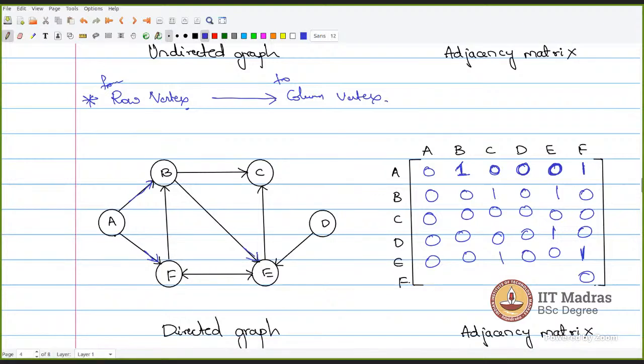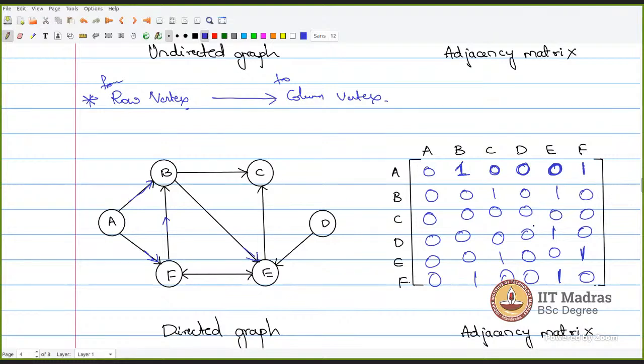From F to A? No. From F to B? Yes. From F to C? No. From F to D? No. From F to E? Yes. Correct. Now this is the adjacency matrix for this given directed graph.